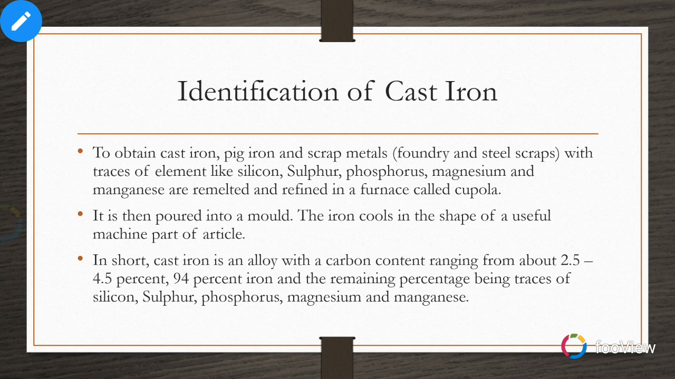In short, cast iron is an alloy with a carbon content ranging from about 2.5 to 4.5%, 94% iron, and the remaining percentages being traces of silicon, sulfur, phosphorus, magnesium, and manganese. This means that the 94% iron forms the greater percentage of all components of a cast iron.